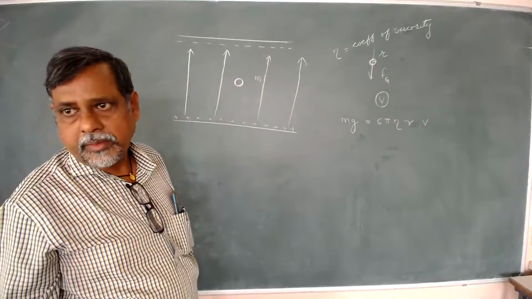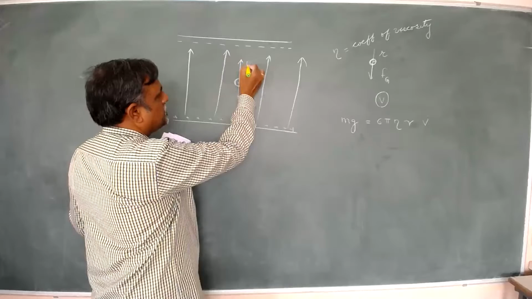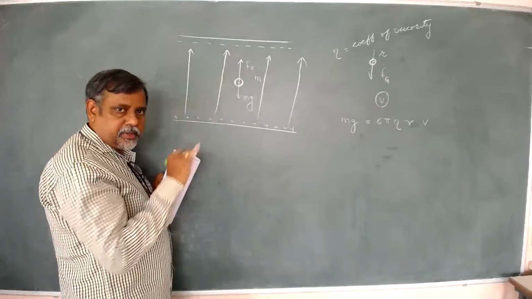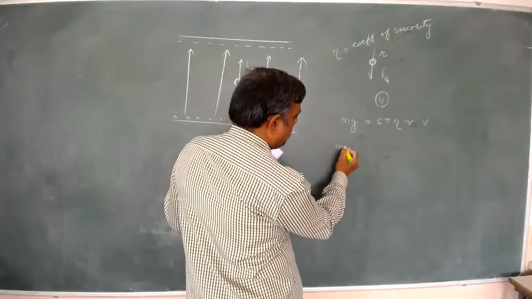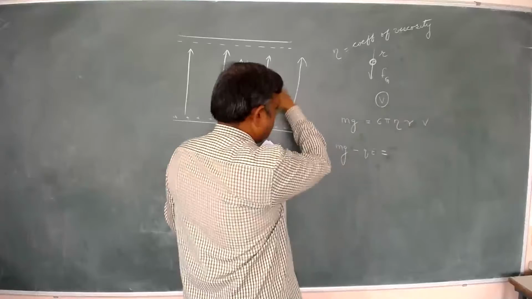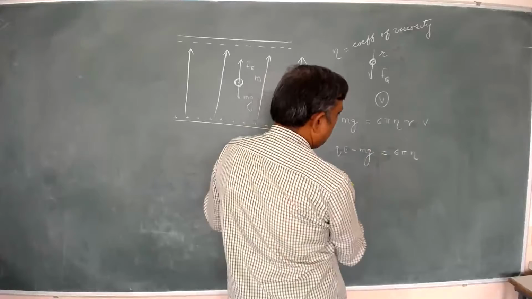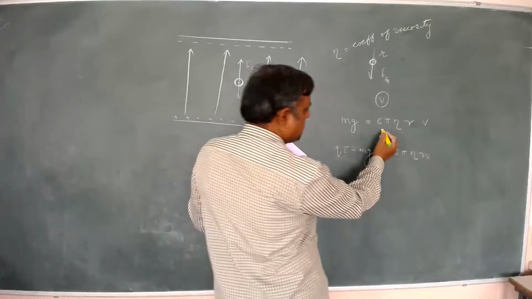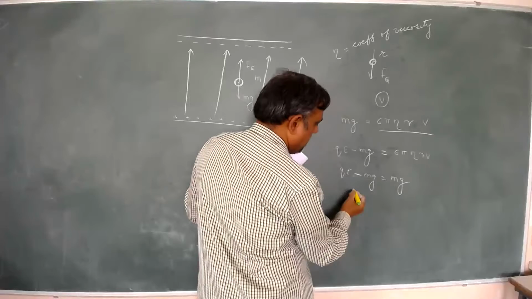Got it? Now, coming to this situation. mg acts downward. What about the electrical force which is applied vertically up? Ultimately the body is falling down in the first case, so mg equals the viscous force, 6 pi eta r v. In this case, the particle is moving up, so qE minus mg is equal to the viscous force 6 pi eta r v, which is mg. So qE minus mg is equal to mg, so qE is equal to 2mg.